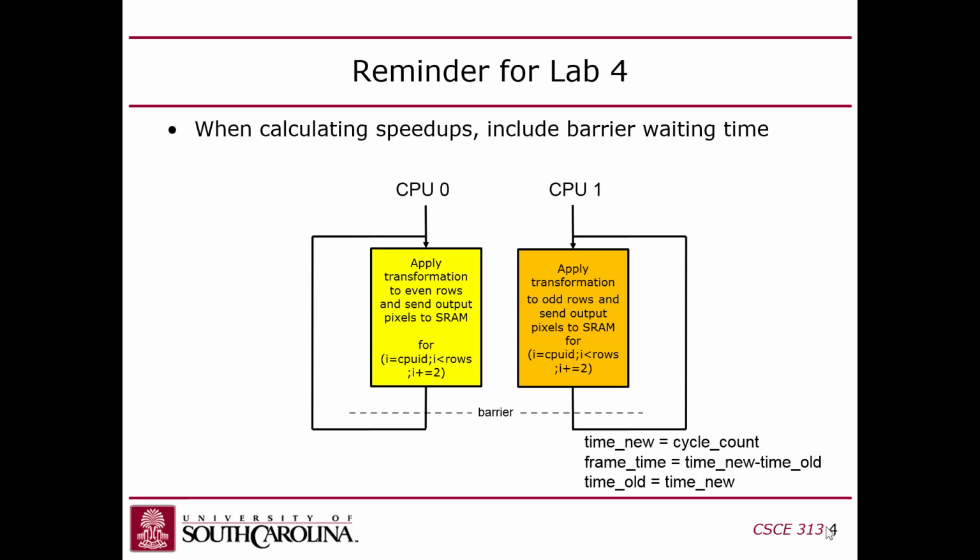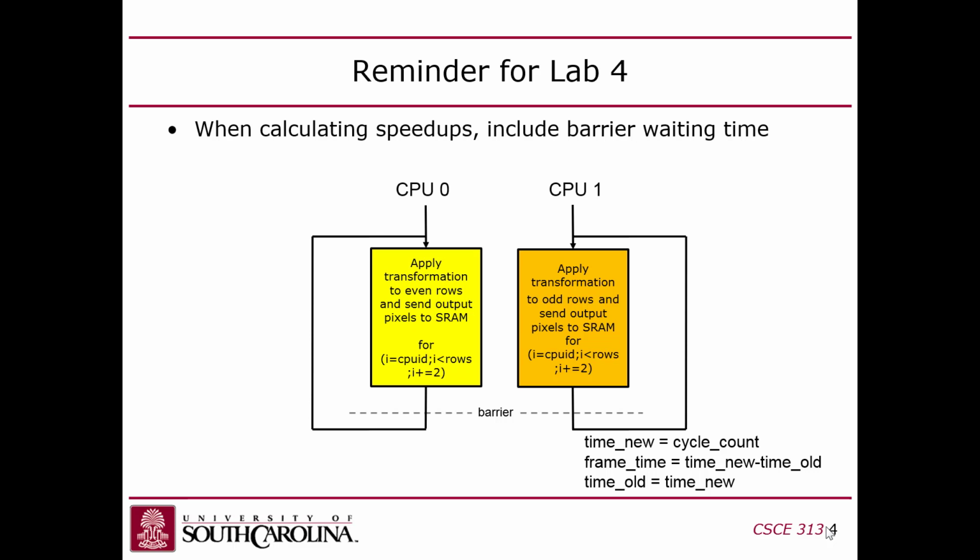So this will give you an overall speed up, assuming, of course, you go back and compare the average frame time. You get a sense of how many cycles per frame in the 2 processor implementation, and then you do this for the 1 CPU implementation as well, and then you take the ratio, and that would be the speed up. Make sense?